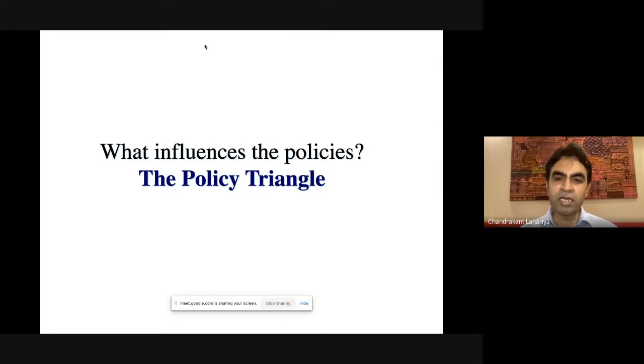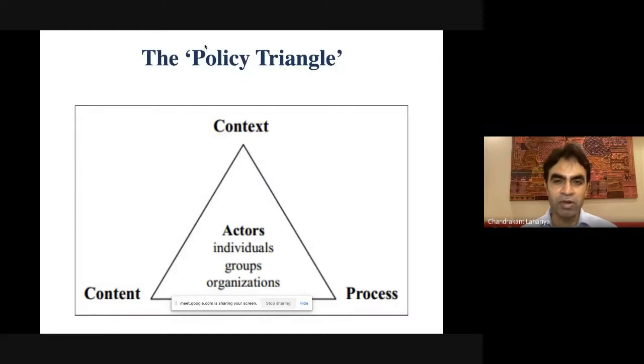Now, what influences the policies and how are policies formulated? I would like you to remember one thing. There is something called the policy triangle. The policy formulation, what policy will emerge and what will come out, is influenced by 3 factors of content, context, and process, and a fourth, actors, which is interlinked with the 3. Individuals, groups and organizations play a role in this process.